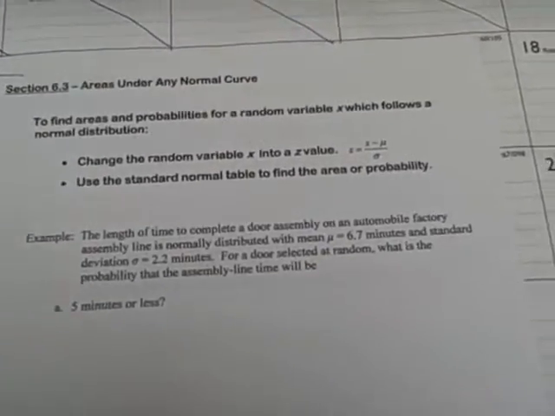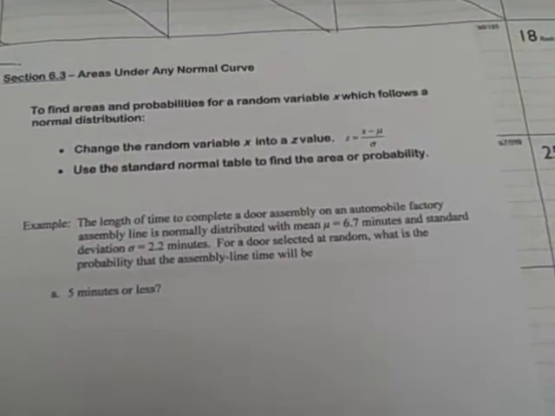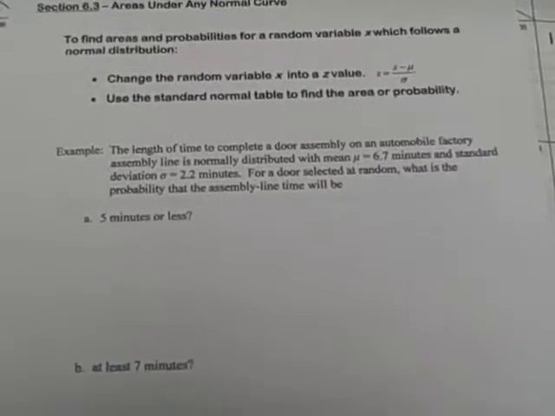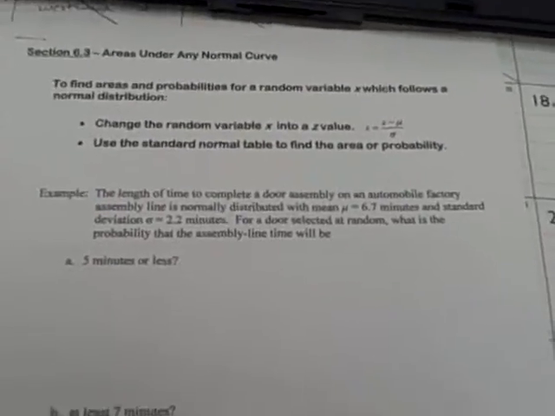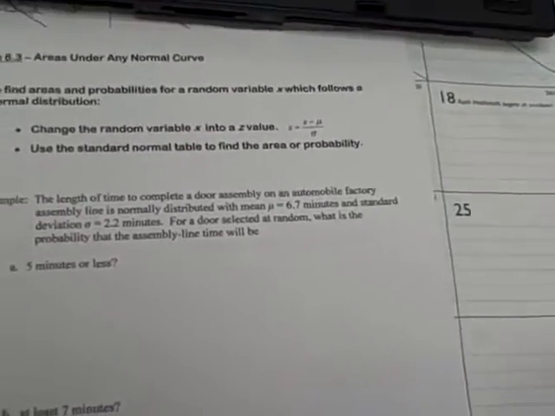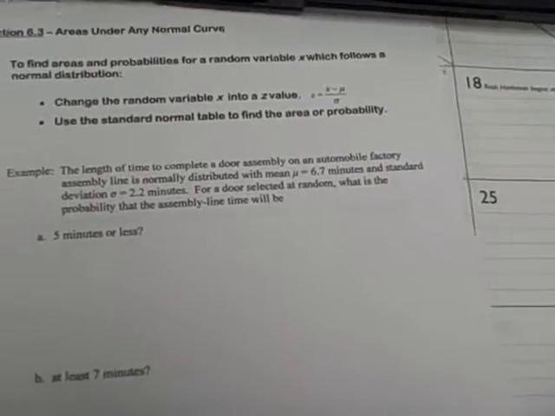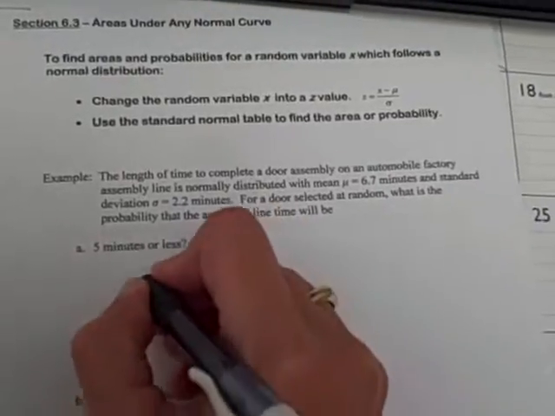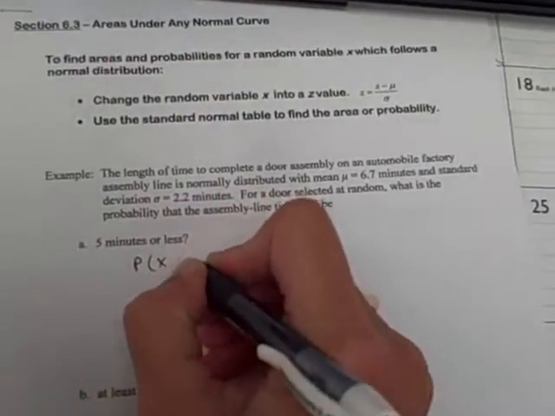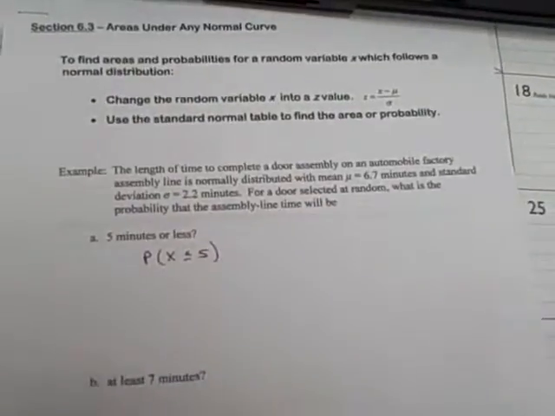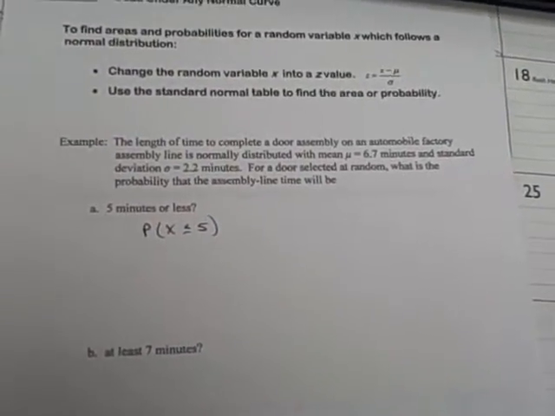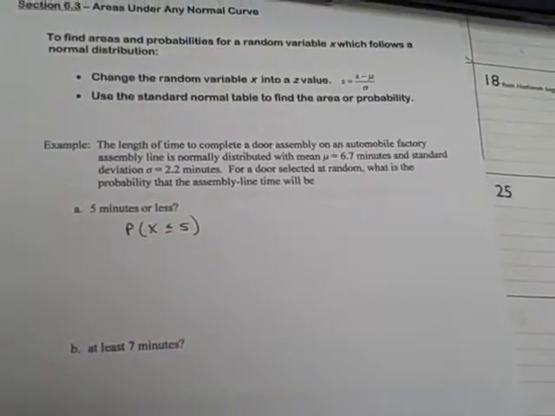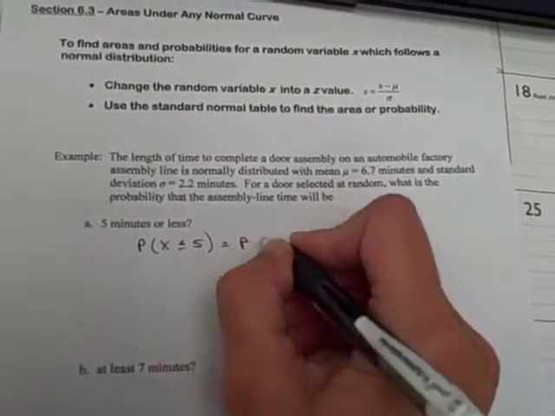The length of time to complete a door assembly on an automobile factory assembly line is normally distributed with mean mu equals 6.7 minutes and standard deviation sigma equals 2.2 minutes. For a door selected at random, what is the probability that the assembly line time will be 5 minutes or less? So we want the probability that x is less than or equal to 5. Our first job is, we can't find the probability of an x. I don't have a table for this particular distribution, so we're going to change this into a z.